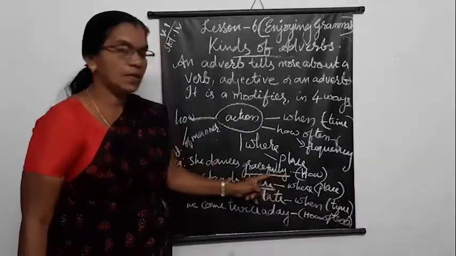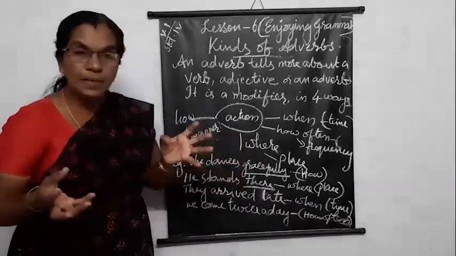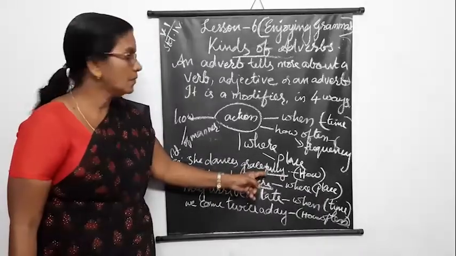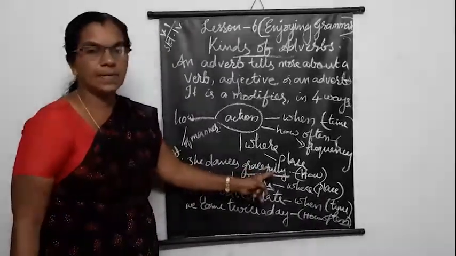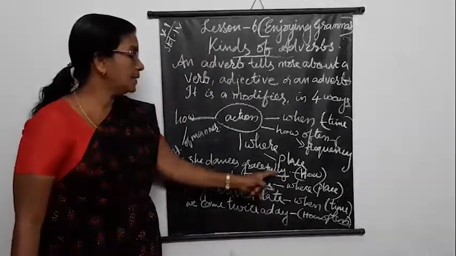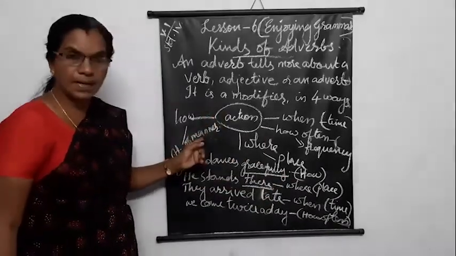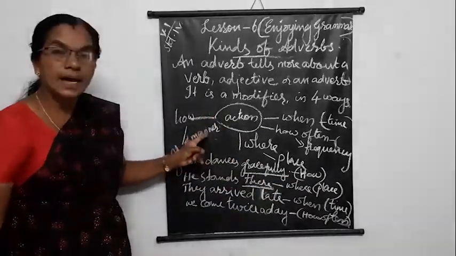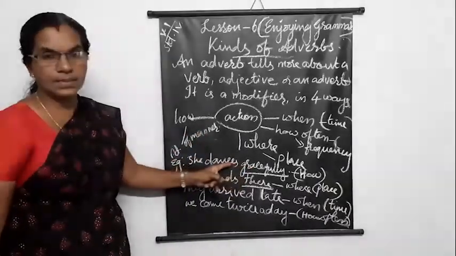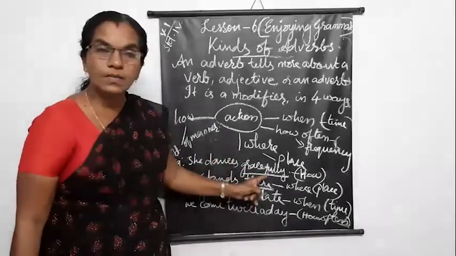So this is one of the kinds. When we want to make an adverb, we can add ly to the word. Graceful, gracefully. It is the adverb of manner. The adverb of manner tells how the action happens. We can make the adverb of manner adding ly to the word. Clear?